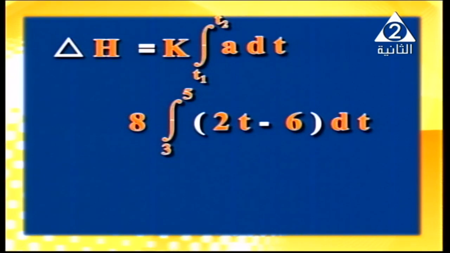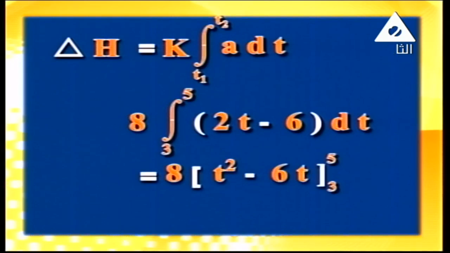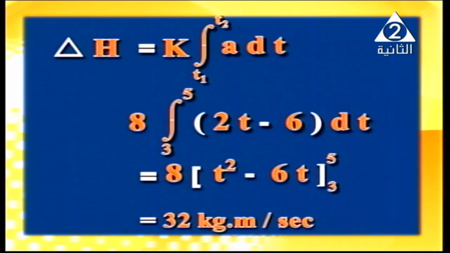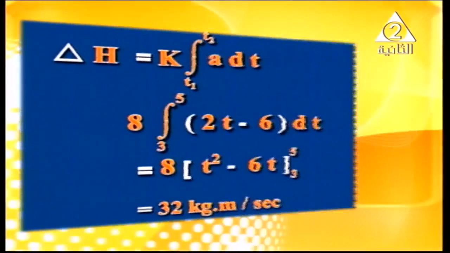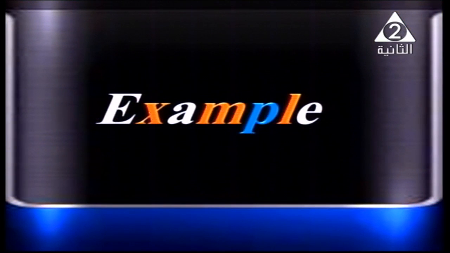The finite integration from 3 to 5 of acceleration a, where a equals 2t minus 6, with respect to time t. By using integration, we get t squared minus 6t from 3 to 5, which equals 32 kilogram meter per second. Look at, my dear student, another example.